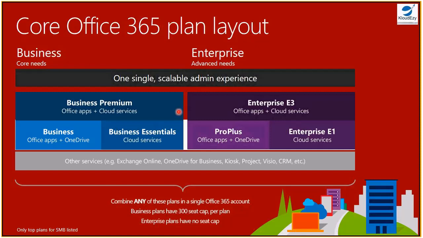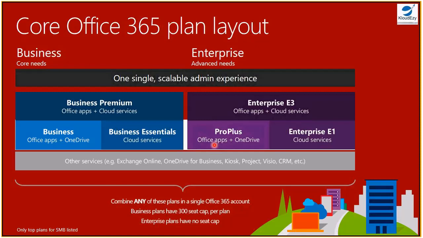Just remember one thing, all the Plan 1s. If you go with a Business Premium license, you will get Exchange Online Plan 1, Skype for Business Plan 1, SharePoint Online Plan 1, OneDrive Plan 1. For Business Premium, Enterprise E1, and Business Essentials, all these plans except Enterprise E3 are equipped with Plan 1. Only Enterprise E3 has Plan 2.